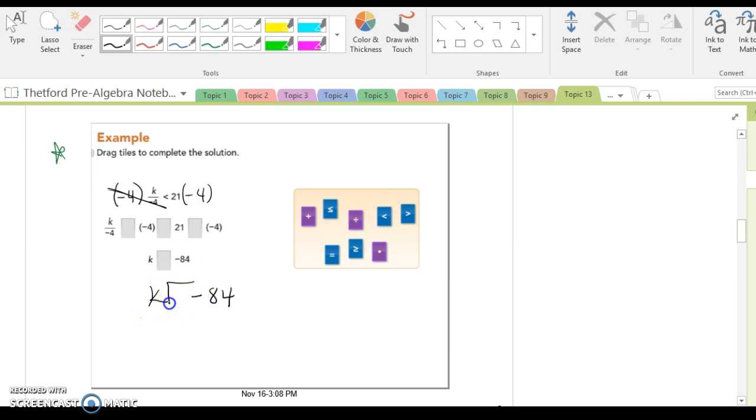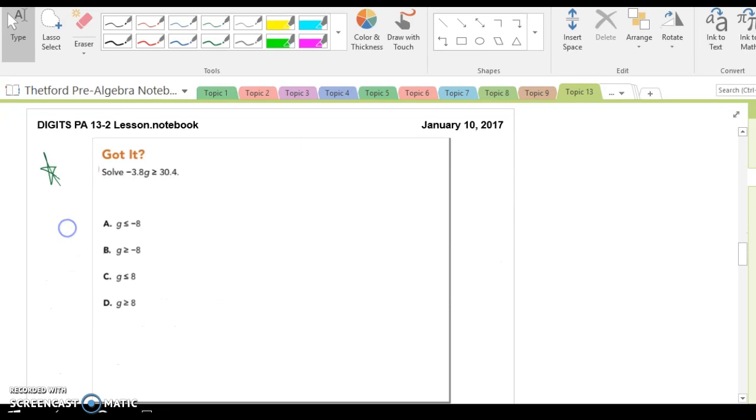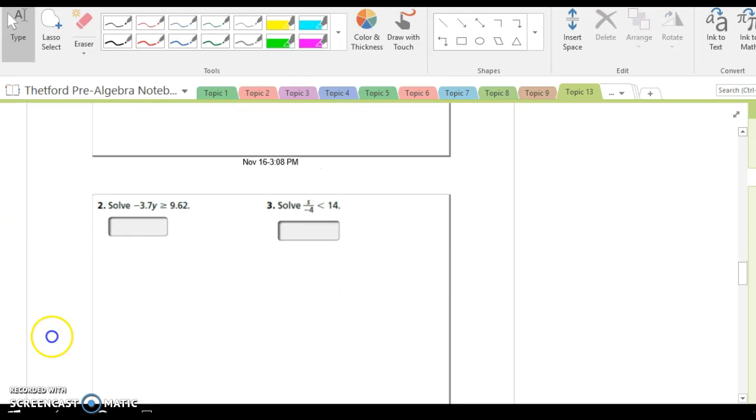And the reason that I have left this blank right now is because there's a special rule. And this rule is when we multiply or divide by a negative number, my symbol flips directions. So make sure that you write that in your notes. Whenever we multiply or divide by a negative number on both sides like we did here, it flips our inequality. All right, so I want you to try this on your own. And then we will check that next class period.